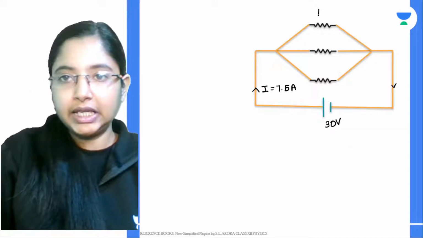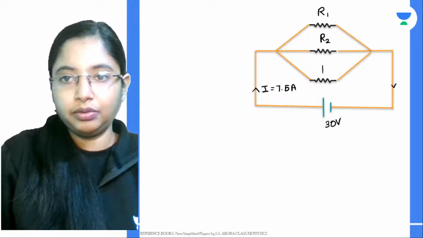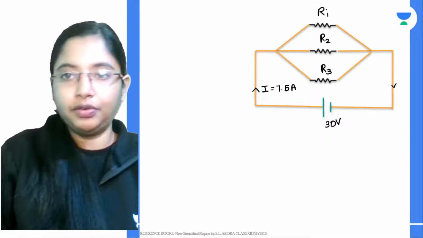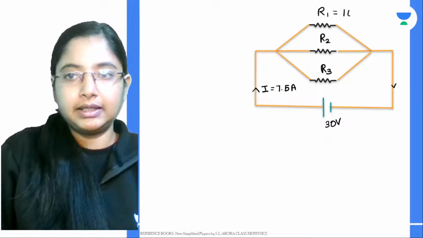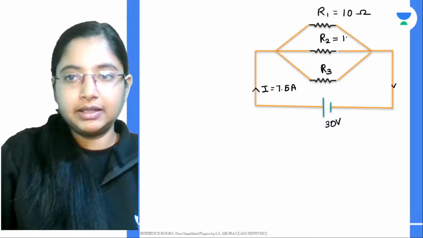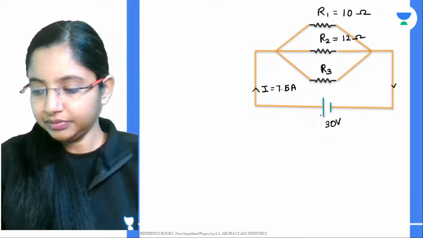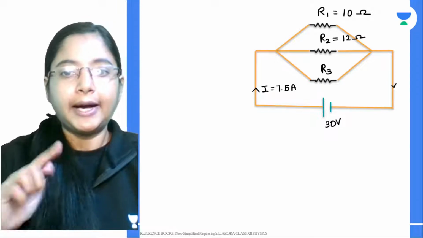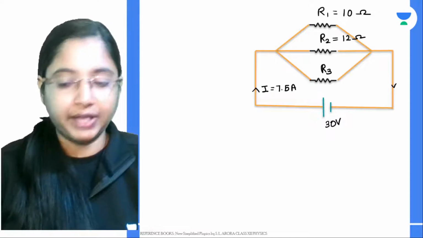Now we have three resistors, R1, R2 and R3. Let's say we know the value of two of the resistors. Let's say this is a 10 ohm resistor and this is a 12 ohm resistor. But we don't know the resistance value of this third one. How do we find it from the details that we have right now?